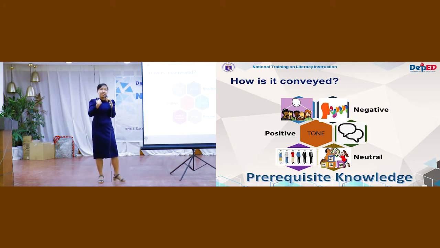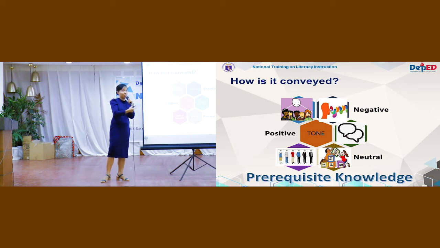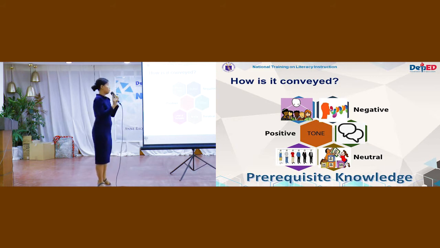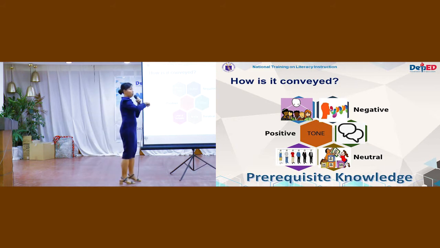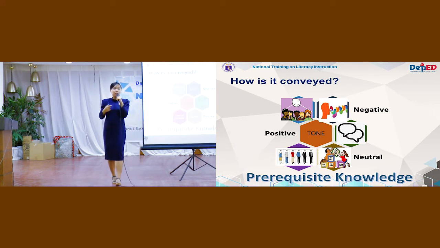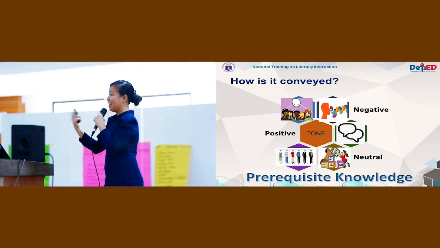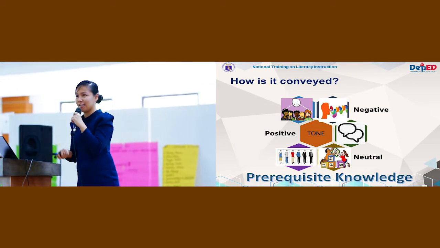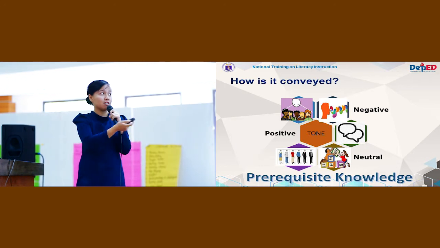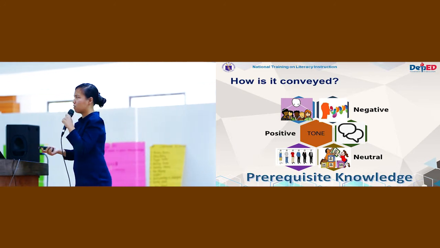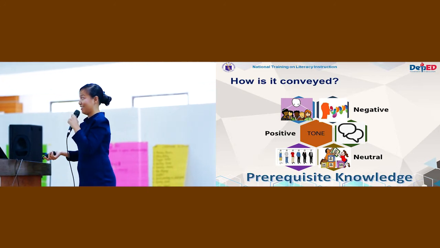Do my learners have prior knowledge on these concepts? Why? It will be difficult for our students to understand the tone if they don't know these concepts. So I would say these are considered prerequisite knowledge. So before discussing tone, let's assess. Do our students understand what point of view is, what diction is, etc.?